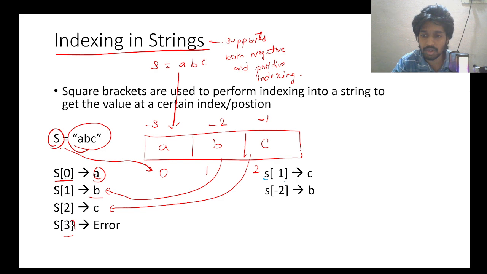Okay, I need to put square brackets here. We don't have any index 3 here, so that's the reason we got the error. We can also retrieve the characters using negative indexing. -1 retrieves C, -2 retrieves B here. So that's the concept of indexing in strings. We'll talk about indexing in detail in the upcoming lectures.